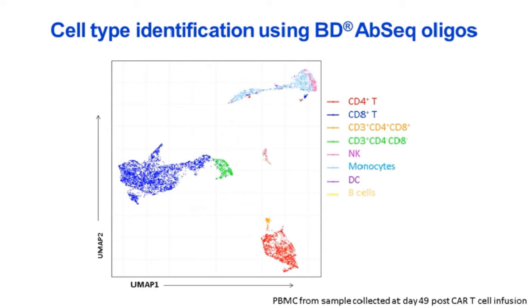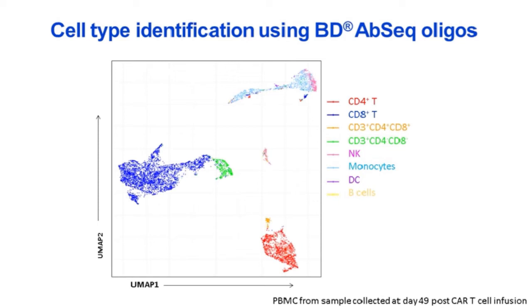What we've done here is we're just taking the AbSeq oligo data. So we're just taking the expression level of those 40 proteins on the surface of the cells. We did not use the gene expression, so it's a single omic here, and we asked the question, can these 40 markers at the single cell level identify the cell types? And the answer was yes.